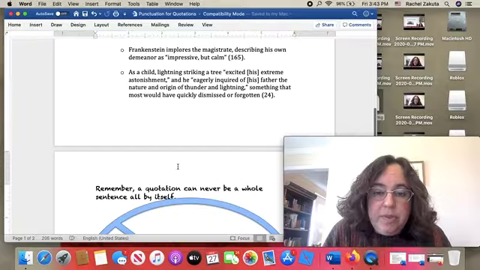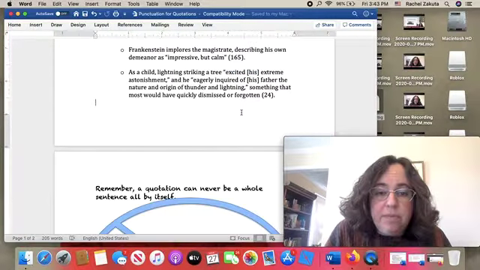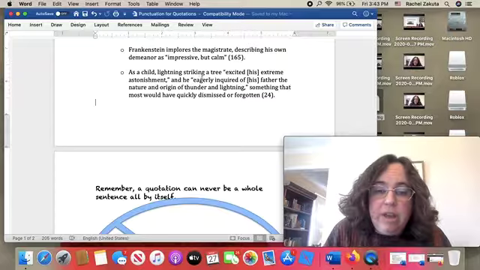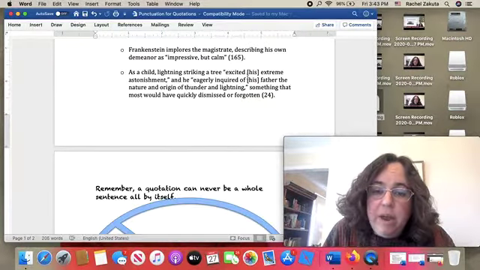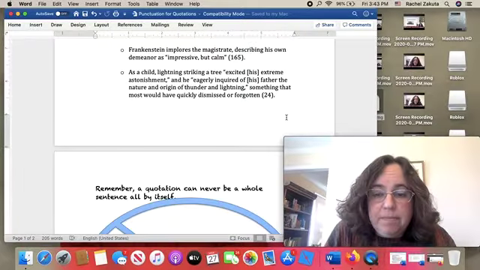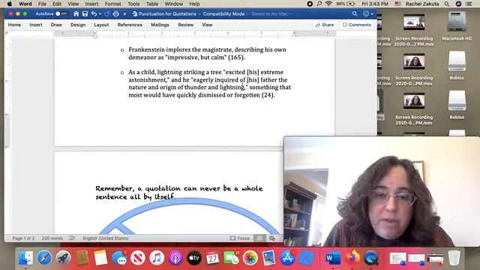Here's another one. Okay? So in this one, to make it fit, I had to change some of the my to his, and that's fine. And whenever you have to change something in a quotation to make it fit, you put that in brackets. Here it goes. As a child, lightning striking a tree excited his extreme astonishment, and he eagerly inquired of his father the nature and origin of thunder and lightning, something that most would have quickly dismissed or forgotten. So I have 2 little quotes integrated into the sentence, okay?